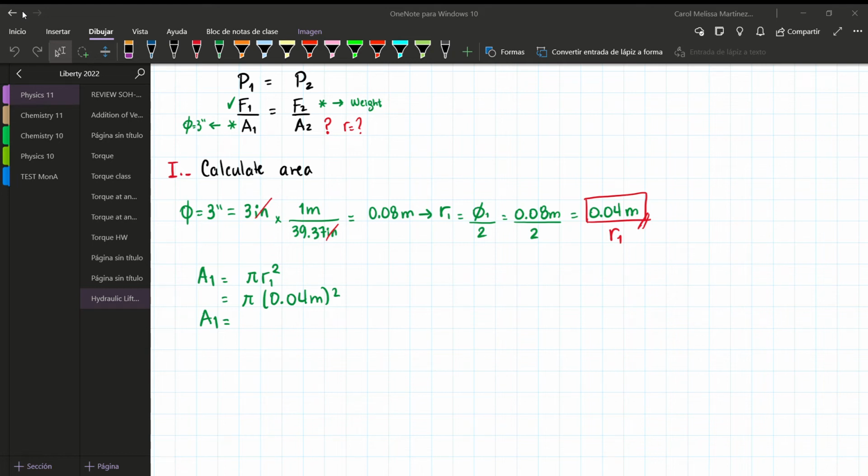Is this okay? Okay, scientific notation. Yes, let's write this in scientific notation. So it's going to be 5.03 rounded, times 10 to the negative third power. Okay, these are going to be square meters.